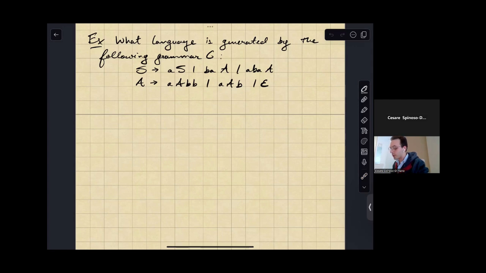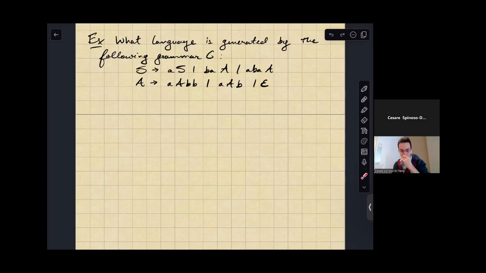So the grammar is: the start variable S gives you AS, BA, or ABA. And then we have a second variable, where A gives you either AABB, or AAB, or epsilon. So clearly, the first thing we're going to assume is that S is the start variable. This is a safe assumption to make. If you're given a grammar and you're only given the production rules, you can always safely assume that S is the start variable.